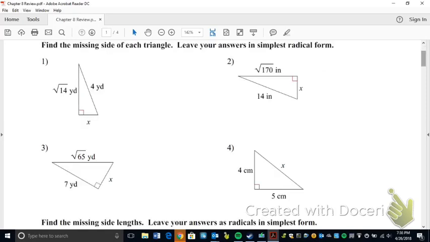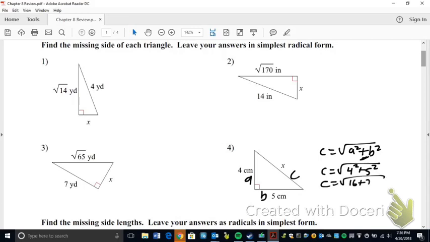So number 4. Now number 4 here, remember what I told you. That's a, b, and c. Here we are looking for c, so we're going to use the square root of a squared plus b squared. This is a perfect example of why the square root of a squared plus b squared doesn't equal a plus b. Here we end up with 16 plus 25, or c equals the square root of 41. If we had just said the square root of a squared plus b squared equals a plus b, we would have ended up with 4 plus 5, or 9. We know the square root of 81 is 9, so clearly here we can say, okay, well that's not right.